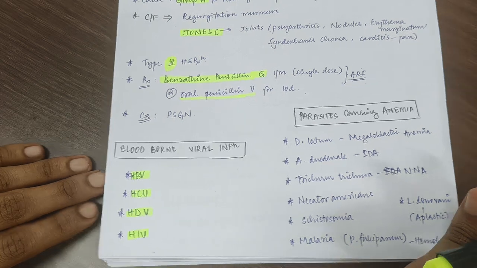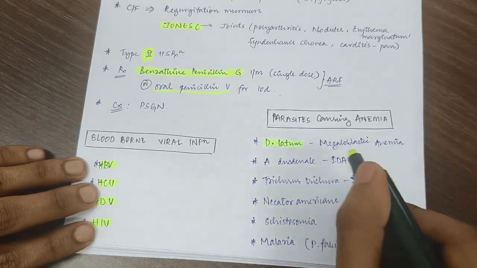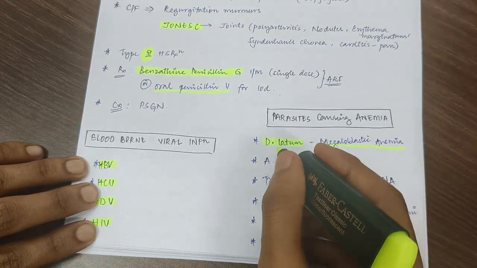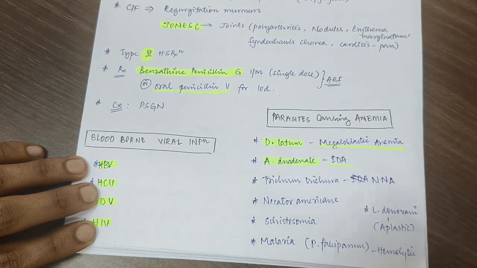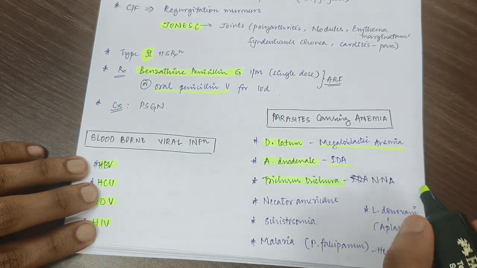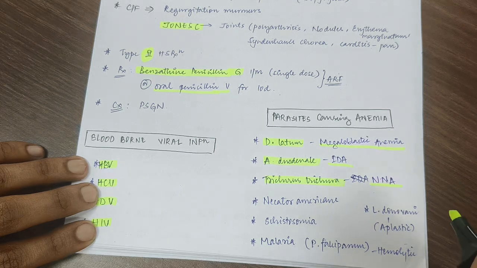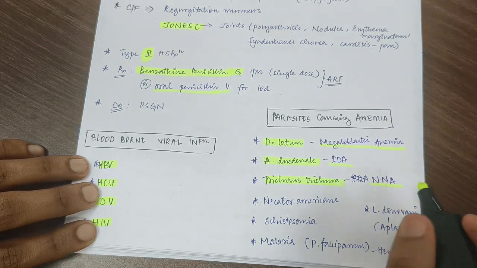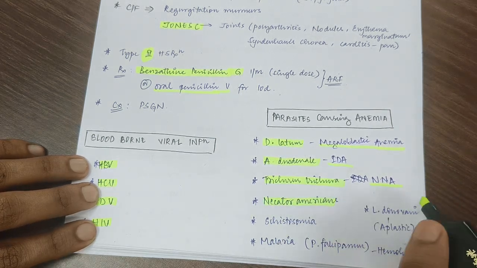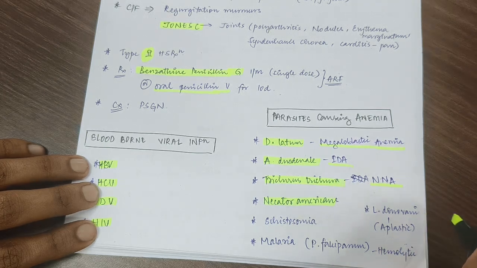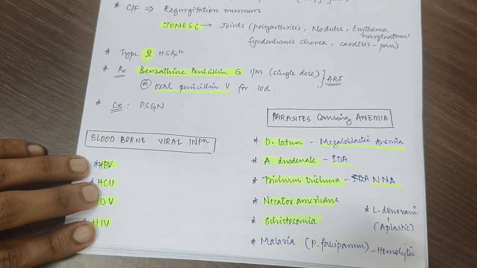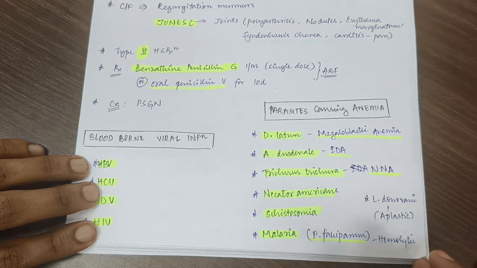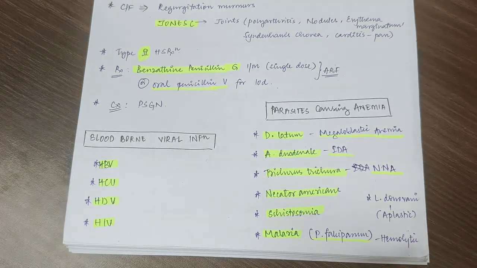Coming to the parasites causing anemia, Diphyllobothrium latum is going to cause megaloblastic anemia. Then Ancylostoma duodenale will cause iron deficiency anemia. Trichuris trichiura is going to cause normocytic normochromic anemia due to chronic dysentery. Then Necator americanus, again it will cause normocytic normochromic anemia. Schistosoma is going to cause iron deficiency anemia. Malaria, that is Plasmodium falciparum variety, is going to cause hemolytic anemia, and Leishmania donovani is going to cause aplastic anemia.